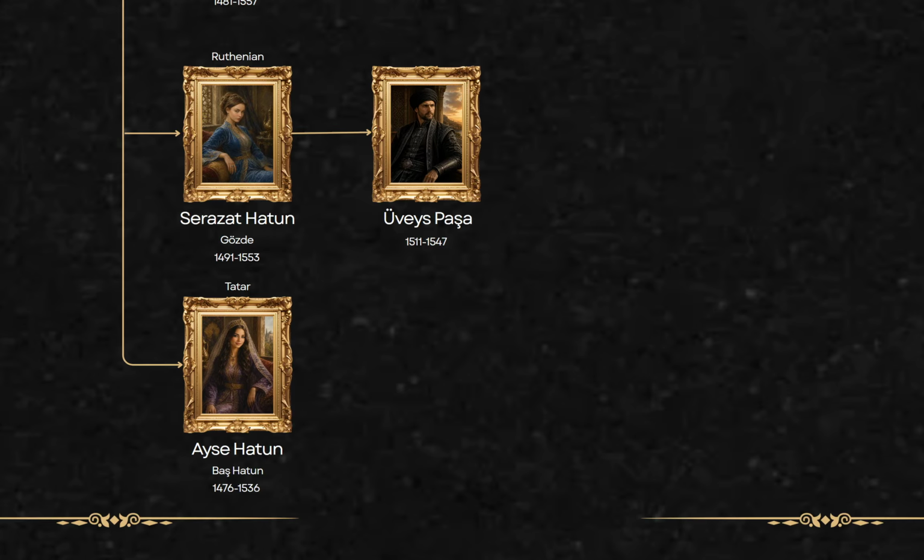So once again, the family tree helps connect everything together, because Kefe had previously been governed by Aisha Hatun's first husband, Selim's brother, before his death. Now, while in Crimea, Selim gained major military support from the Crimean Tatars by marrying Aisha too. He eventually returned, forced Bayezid to abdicate, and took the throne.